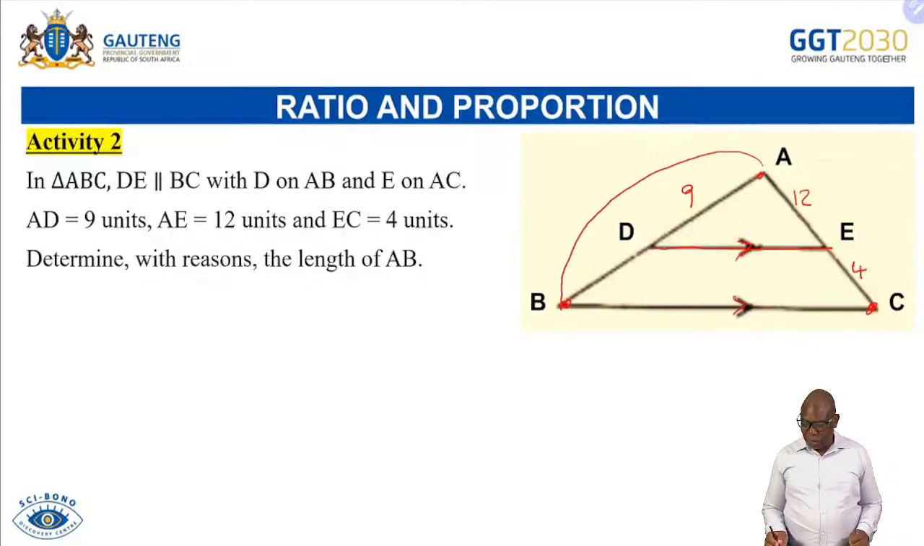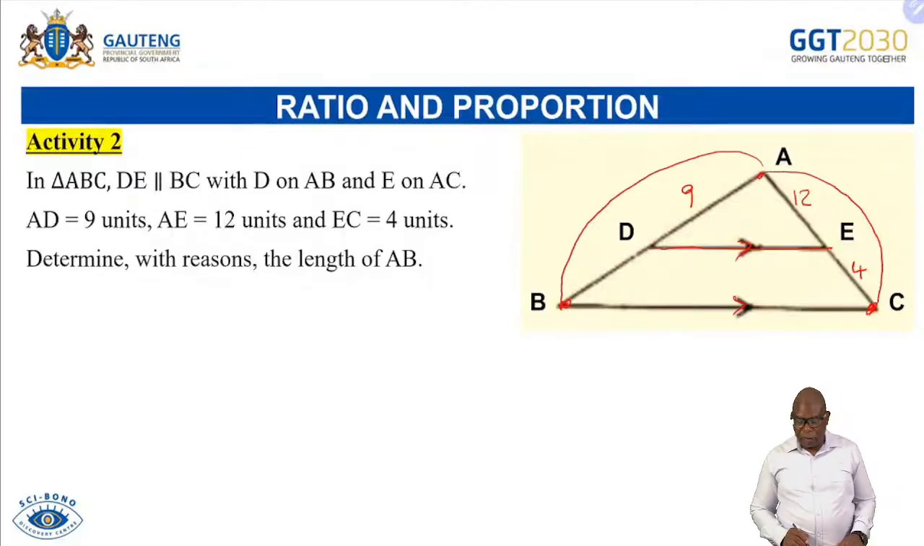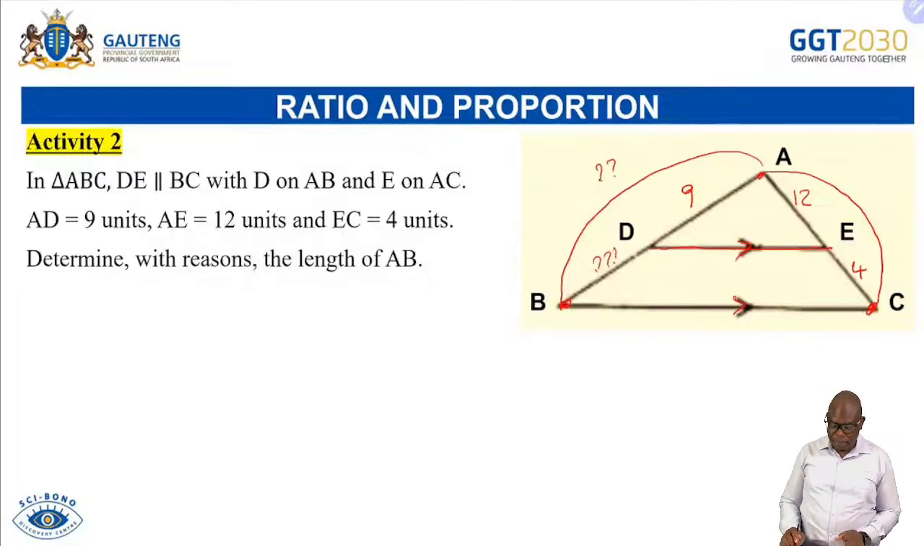I need to get the length of AB. So how am I going to get AB? First of all, the two lengths on the other side are given, so I know that the whole length, 12 plus 4, will be 16. So I'm fine with it. But the whole length here, I don't know. I don't even know the length of this one, of BD.